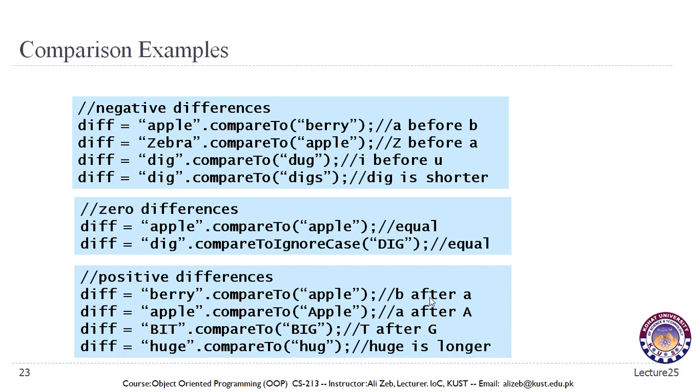because B comes after A, so to return a positive number. Berry compared to apple should return a positive number. Small apple compared to big apple should return a positive number, since small a comes after the capital A. Capital bit compared to capital big should return a positive number, since T comes after G. The first two characters in this one are the same, but since T comes after G, this should return a positive number.